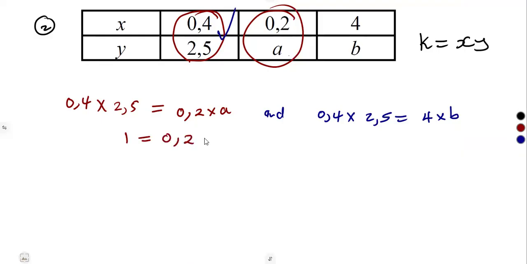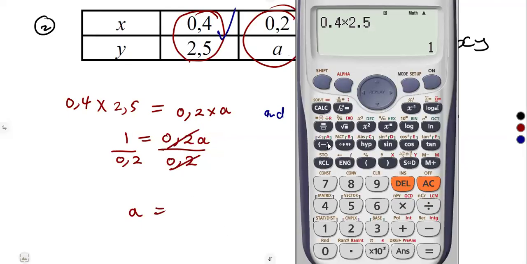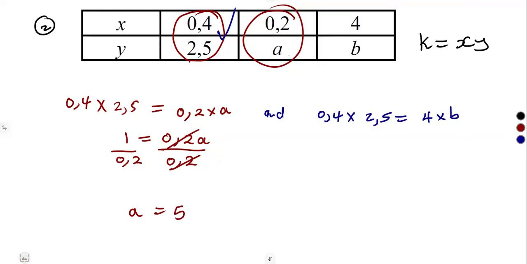That's 0,2A. So you're going to divide by 0,2 on both sides, and you're going to remain with A. So A is 1 divided by 0,2, which was going to give us 5. So A is equal to 5.